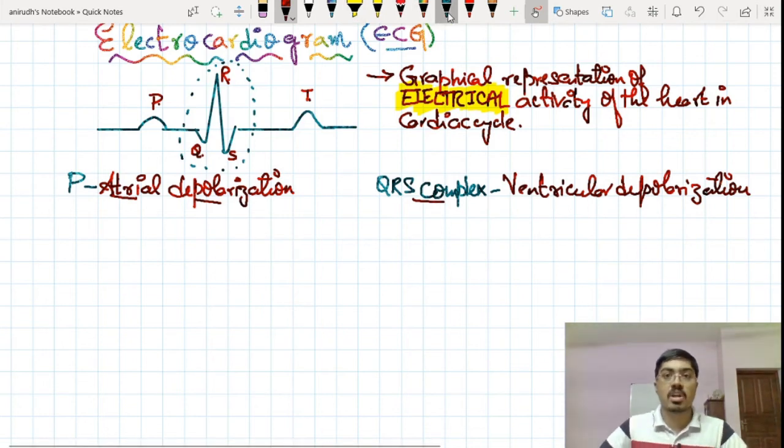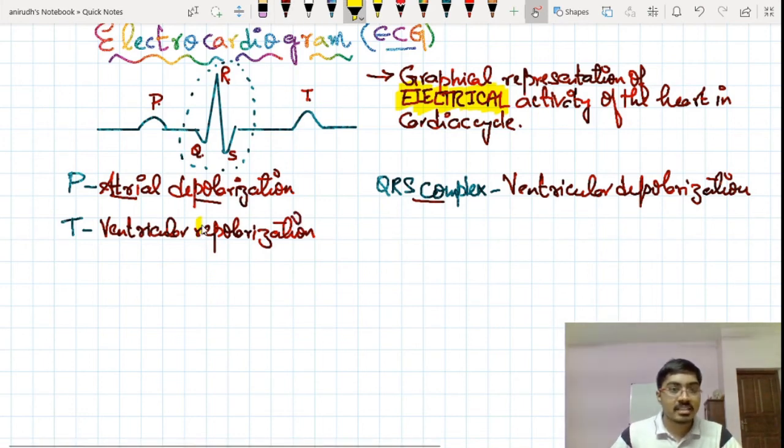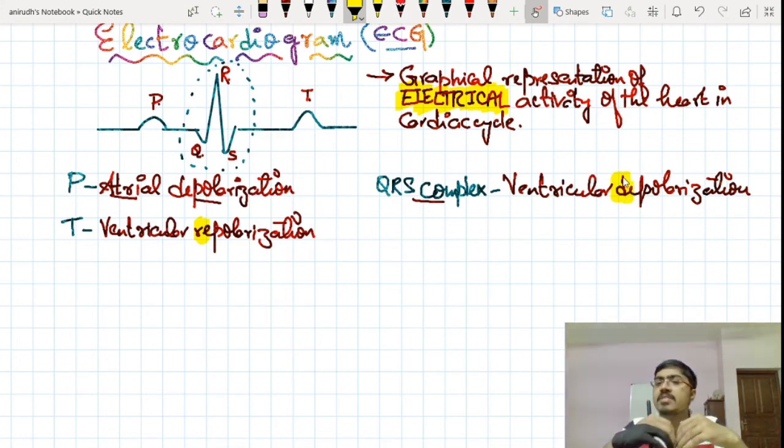And remember one more important point: the T wave is signifying ventricular repolarization. This is exactly the same thing that they are going to ask in the exam. It is repolarization here. This is depolarization. Depolarization means it is for contraction. Repolarization means it is for relaxation. So initially you have a contraction, and only after contracting is it relaxing, isn't it?